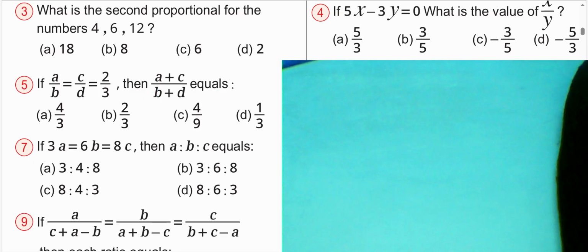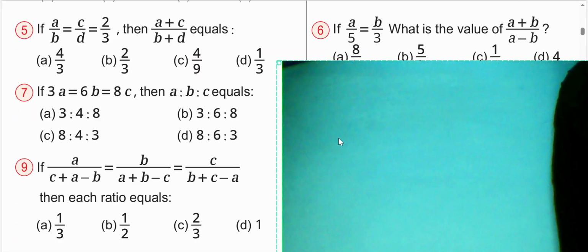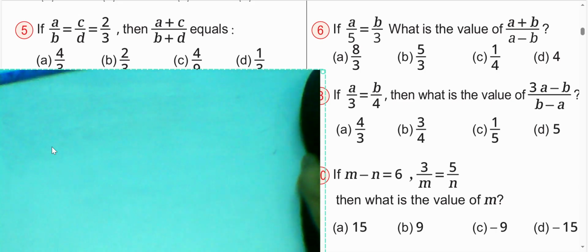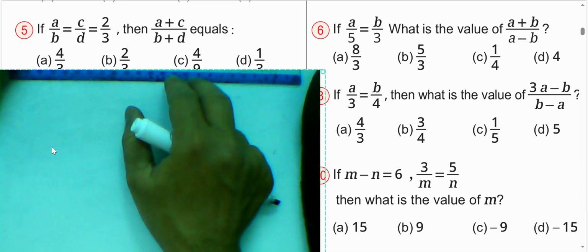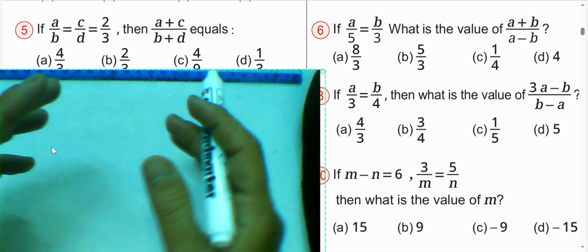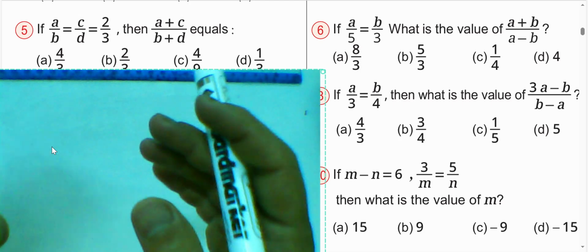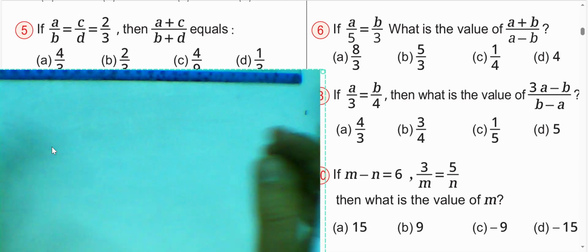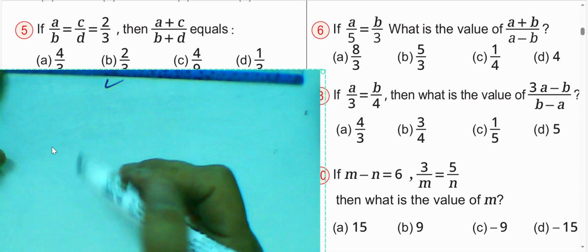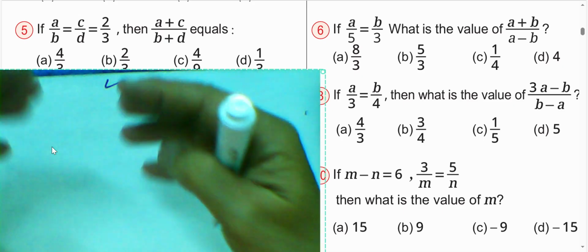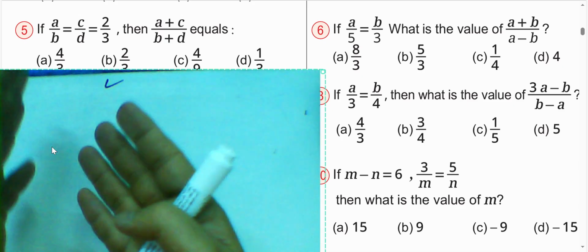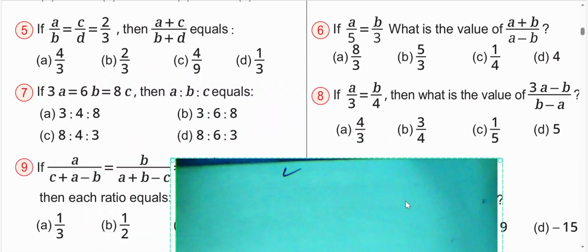Next, question number 5. If a over b equals c over d equals 2 over 3, then a plus c over b plus d will be the same answer, 2 over 3, because it will be the same ratio. This is a property of proportions: if we add numerator to numerator and denominator to denominator, then the result will be the same ratio, 2 over 3.